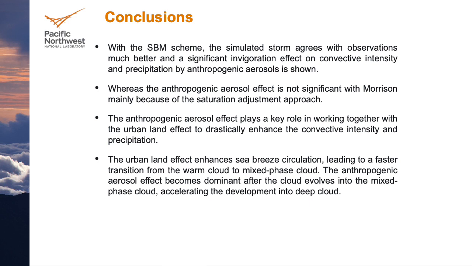With the spectral beam scheme, we see a significant invigoration effect on convective intensity and the precipitation by anthropogenic aerosols. Whereas the anthropogenic aerosol effect is not significant with Morrison scheme, mainly because of the saturation adjustment approach. We also find that the anthropogenic aerosol effect can work together with the urban land effect to significantly enhance the convective intensity and the precipitation. By comparing with the urban land effect, the anthropogenic effect is much more important.